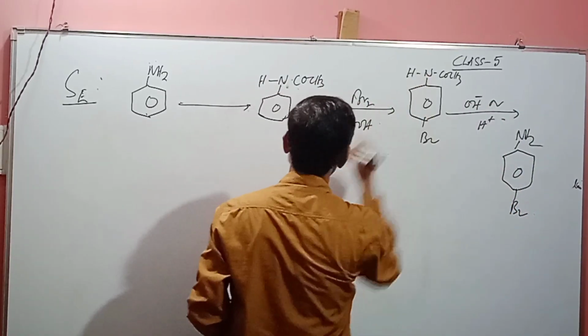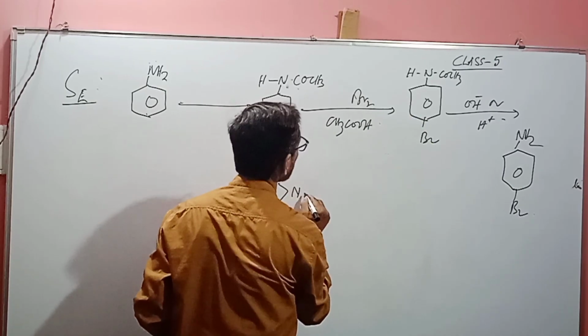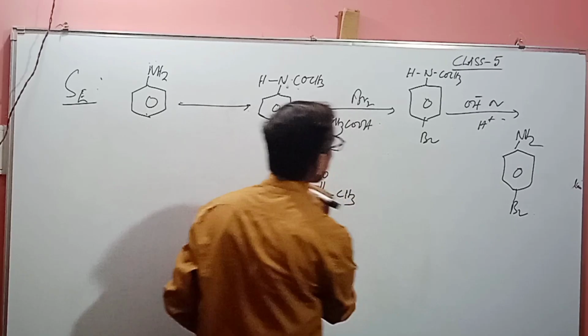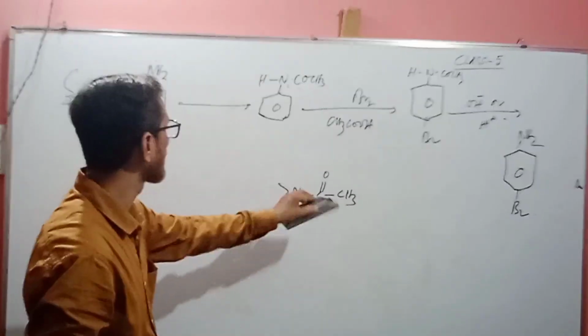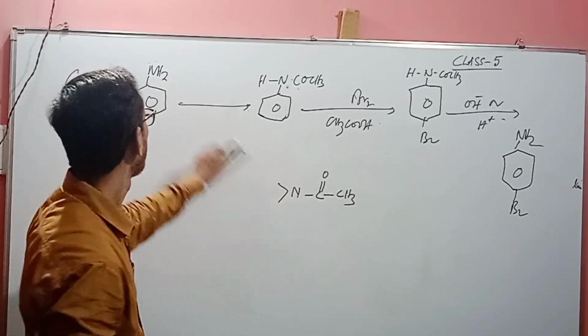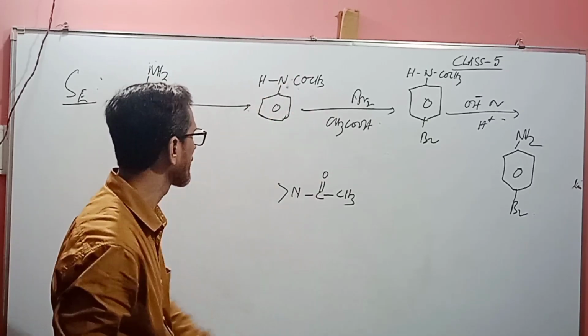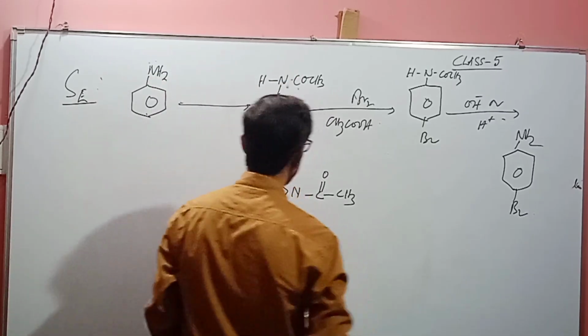Now come to this part. What happens to this one? When you introduce the acyl group here, what happens? From the amine NH2 group we get NHCOCH3. Now what has happened?